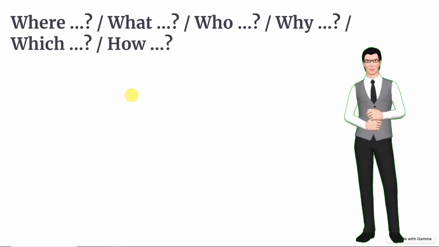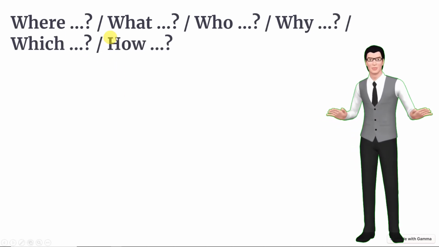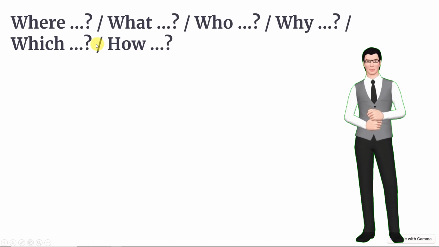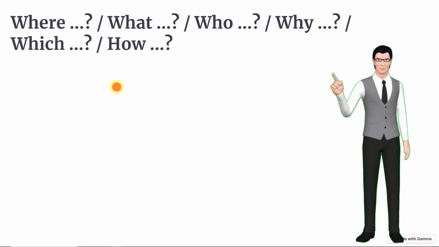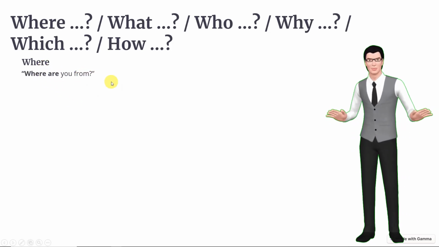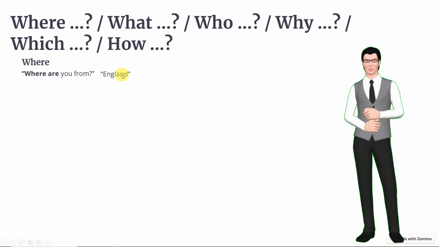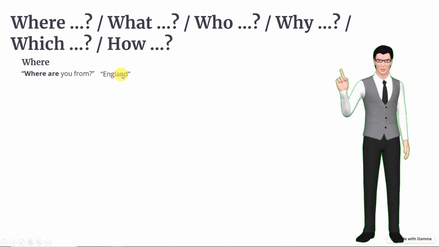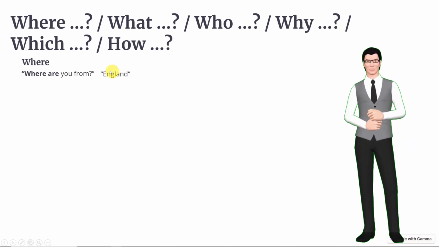Righto, guys, let's have a look at where, what, who, why, which, and how. We'll be looking at an example of each one of them. Righto, let's start with where. Where are you from? You could just say England, a short answer, or you could also say I'm from England, but that's a long answer. Short answer, you can just say England.